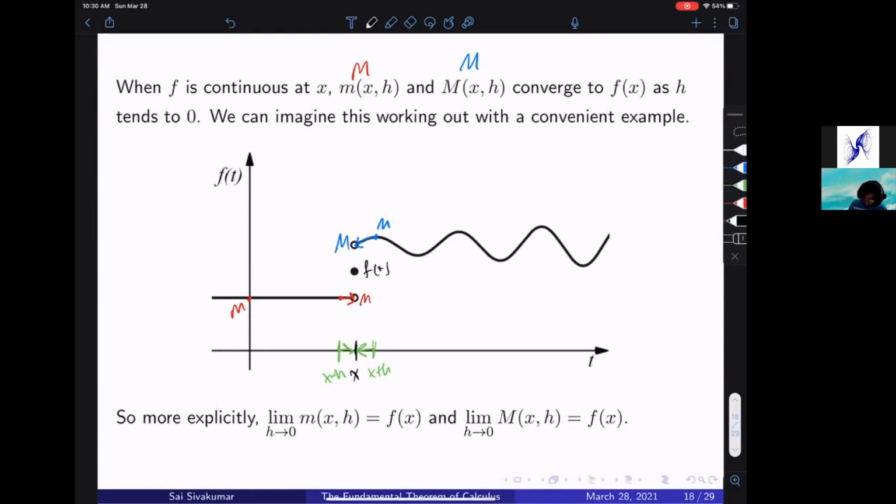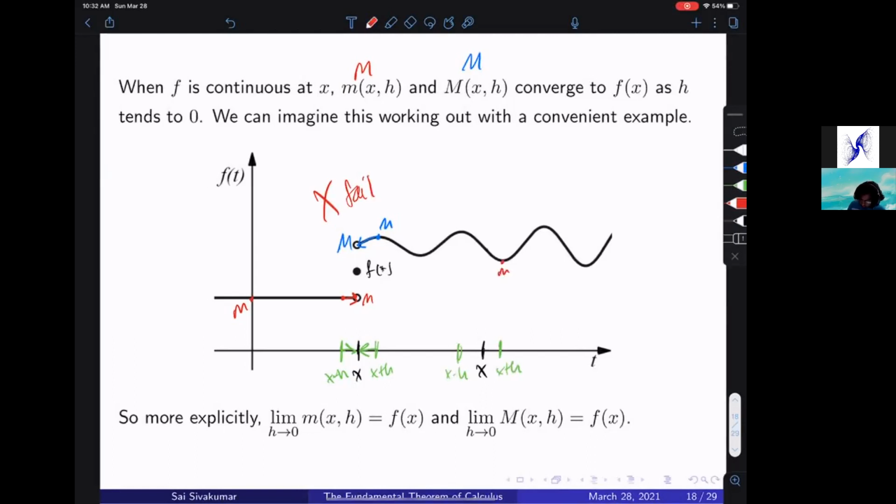However, when f is continuous, I'll draw it again over here. Let me put a big X here. This is a fail. Now when f is continuous at x, we can do the same thing: x minus h, x plus h. And you can draw little m over here. Of course, this corresponds to a value here, but for the sake of the picture, this is how I'm going to draw it. So that's capital M, and f of x is here. I might have said f of t here. I meant f of x.